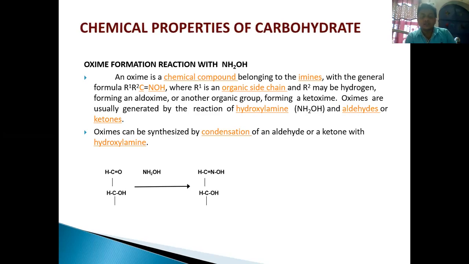Now, oxime formation, the reaction with NH2OH. An oxime is a chemical compound belonging to the imines, with the general formula R1R2C=NOH. Oxime can be synthesized by condensation of an aldehyde or a ketone group with hydroxylamine.